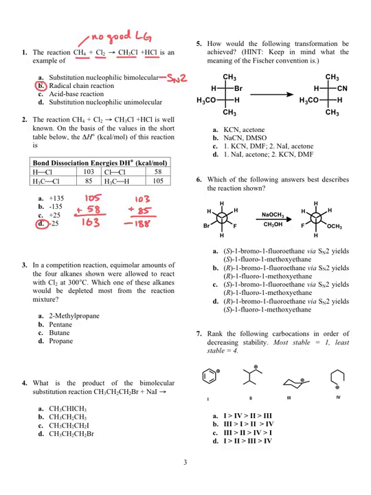Question 3: in a competition reaction, equal molar amounts of the 4 alkanes shown were allowed to react with chlorine at 300 degrees. Which alkane would be depleted most from the reaction mixture? Anytime you're given a name, you want to draw out the structure. So for A, we have 2-methylpropane. For B, we have pentane. For C, we have butane. And for D, we have propane.